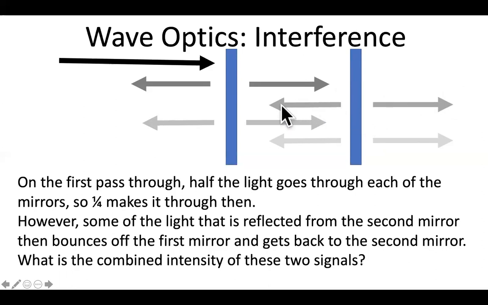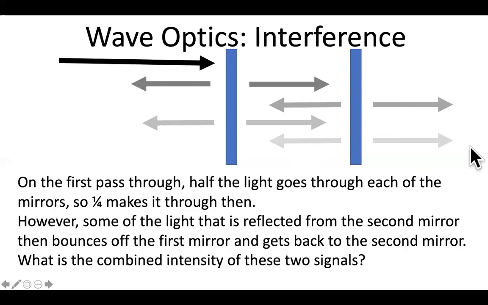But this light going back now hits mirror one. Half of that light keeps going and leaves the system the other way, but half of that light gets bounced back towards the second mirror, giving it another chance to make it through. So some fraction of the light that bounces back bounces off the first mirror and then gets through. So there's a second component to this signal out here. And of course there are more, but let's just stick with this. So we have one signal, and now we have a second signal.